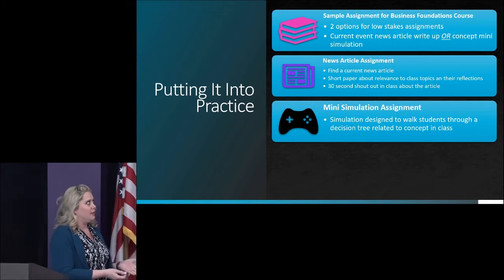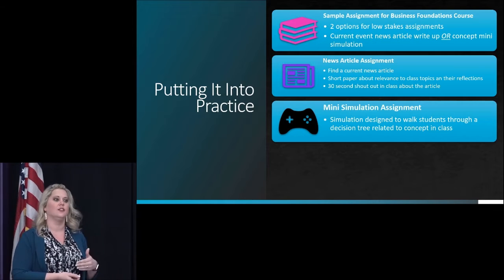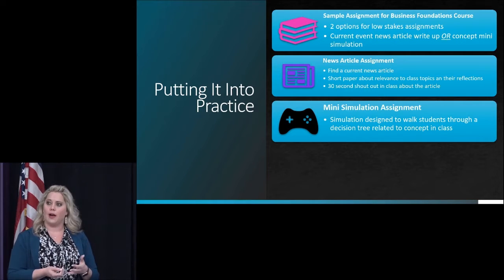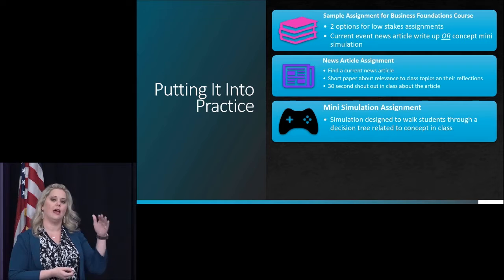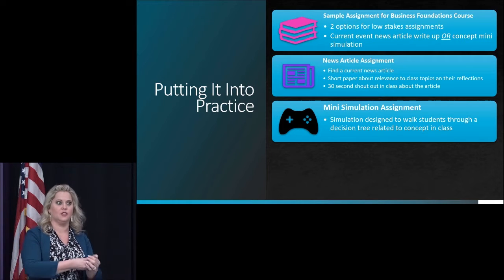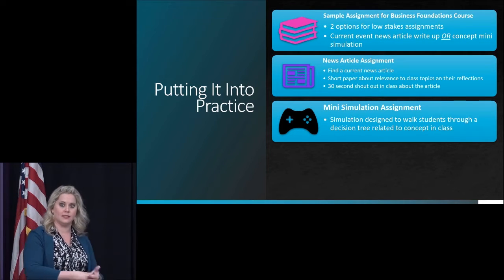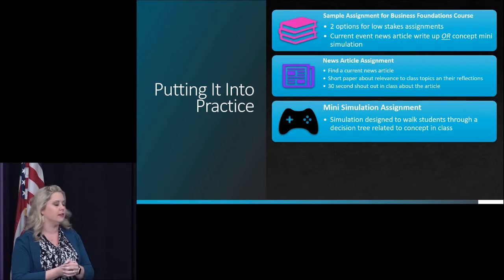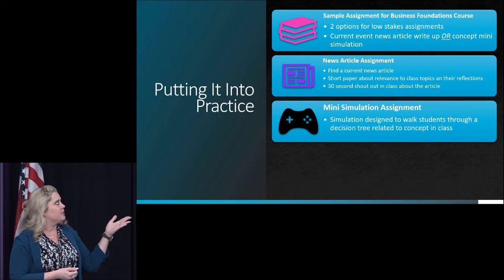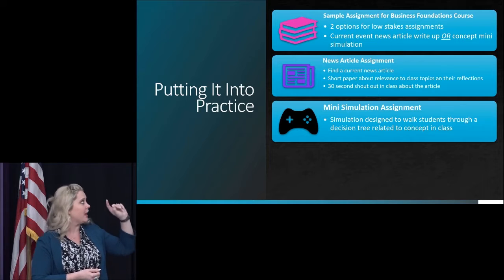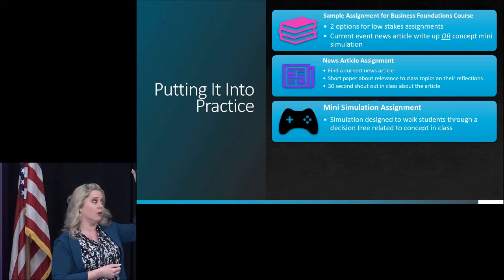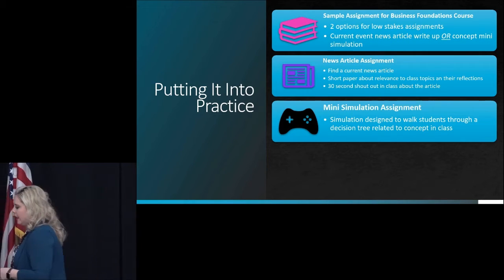The second option is a mini simulation, and this is essentially a decision tree. So they go out to the content we're covering and work through, if you make this decision, what happens? Now if you make this decision, how does that play into the outcome? And so throughout the semester, they have to do 2, and they can choose 1 of each or 2 of the same one. And here's what I found.